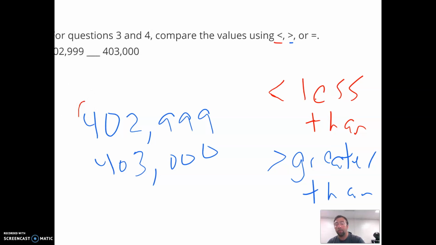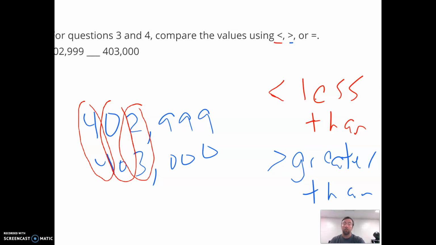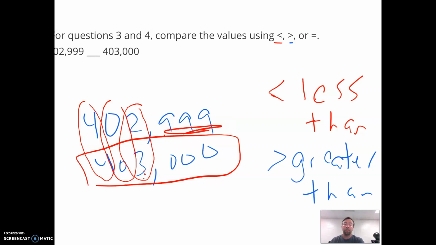Like right here, they're both 400,000. So right now I can't tell. They both have a 0 here, so right now I can't tell. Right at this point, I can see which one's bigger. This one's 402,000. This one's 403,000. The 3 is bigger than the 2. So since this is 403,000 and this is 402,000, I know that this number here is bigger because it has a bigger number there. The rest of the digits don't matter because the thousands place has a higher value. And so we know that the 402,999 is less than 403,000.